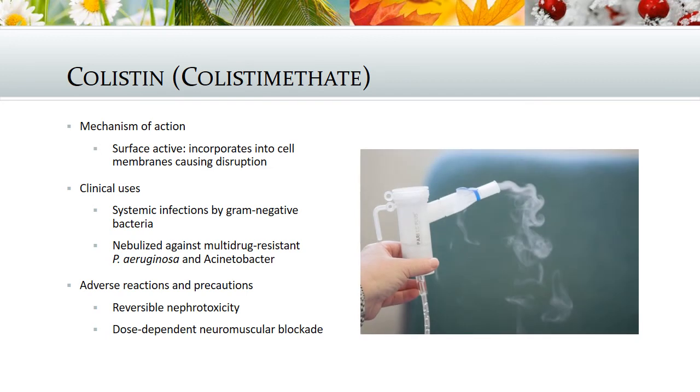Colistin. Colistin is usually given by inhalation. It's surface active, it's been around forever. It's used in CF and in lung transplant patients. It's surface active and incorporates into cell membranes, causing disruption of bacteria. Its clinical uses are systemic infections by gram-negative bacteria, as well as, where we'll usually see it, nebulized against multi-drug resistant Pseudomonas aeruginosa and Acinetobacter in CF patients and in transplant patients. Adverse reactions and precautions include damage to the kidneys, and dose-dependent neuromuscular blockade.